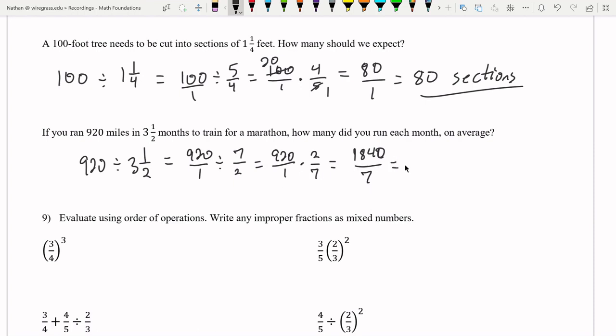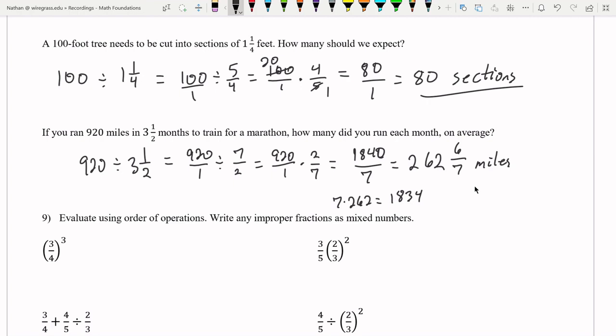So I'm going to use a calculator to find how many times 7 can go into 1840. It goes in there 262 times evenly. Doing 7 times 262 gives me 1834. And you can see that if I take 1834 out of 1840, I get 6 remaining. So in other words, you would run 262 and 6/7 of a mile per month on average.